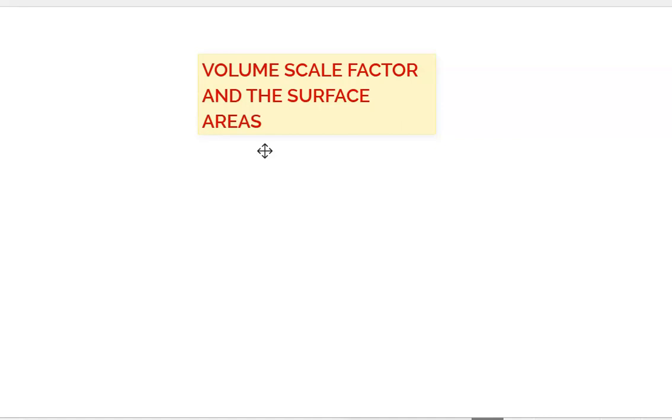You might refer to the previous videos where we talked about how to find the volume scale factor, area scale factor and the linear scale factor. And we said that to get the volume scale factor, you cube the linear scale factor, and to find the area scale factor, we square the linear scale factor and so on. So let's take a question and see how that goes.